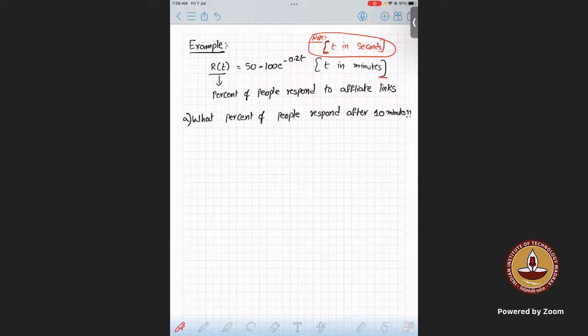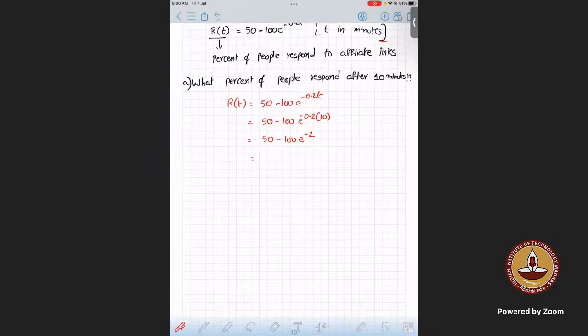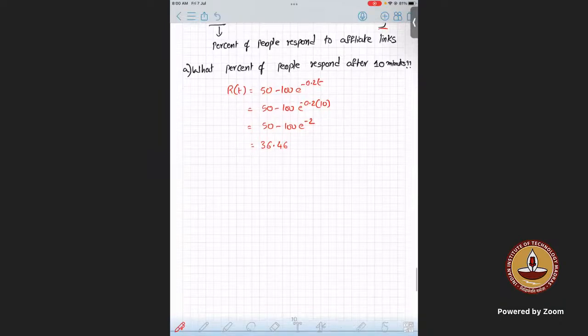And then coming to the second question, what is the highest. I am solving this. R of t is equal to 50 minus 100 e power minus 0.2 t. 50 minus 100 into e power minus 0.2 into 10. 50 minus 100 e power minus 2. It comes to approximately 36.46.